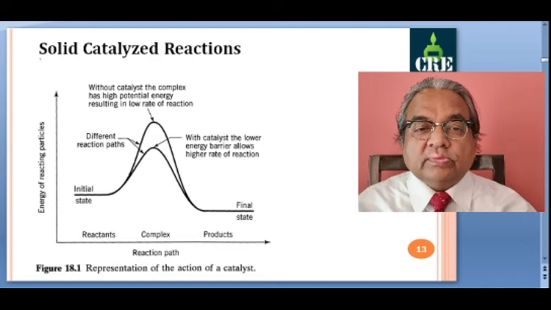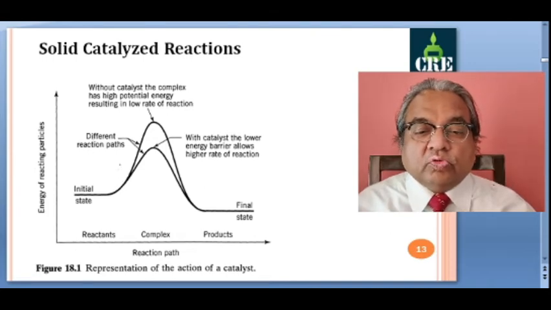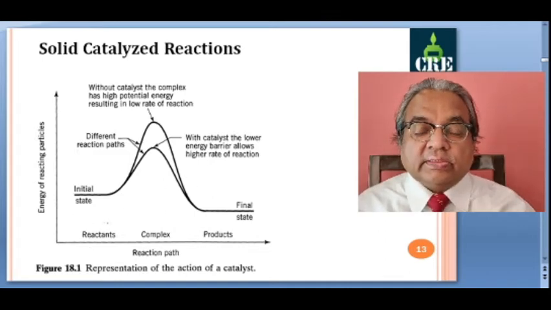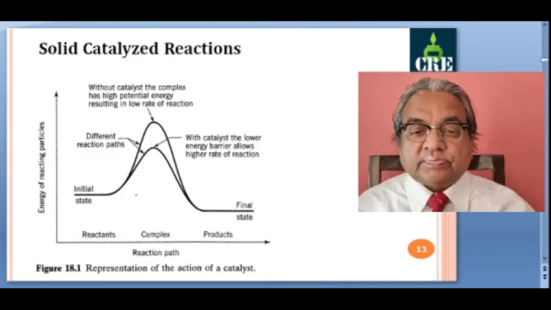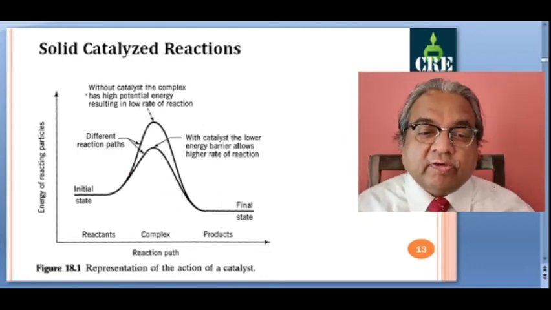Now we'll look into the concept of catalysis. So when we use the catalyst, how the catalyst action can be represented. So this is the reaction path, where we have reactants in the initial state and product in the final state. It is considered that some intermediate complex is formed, which we call an activated complex also.